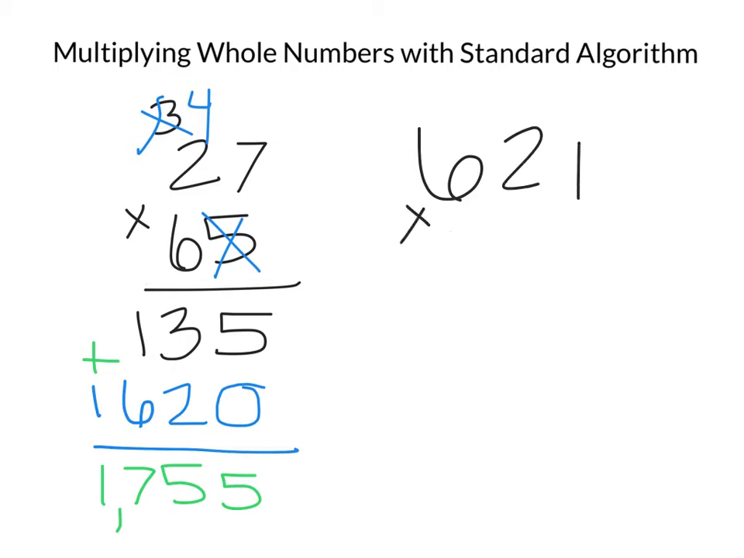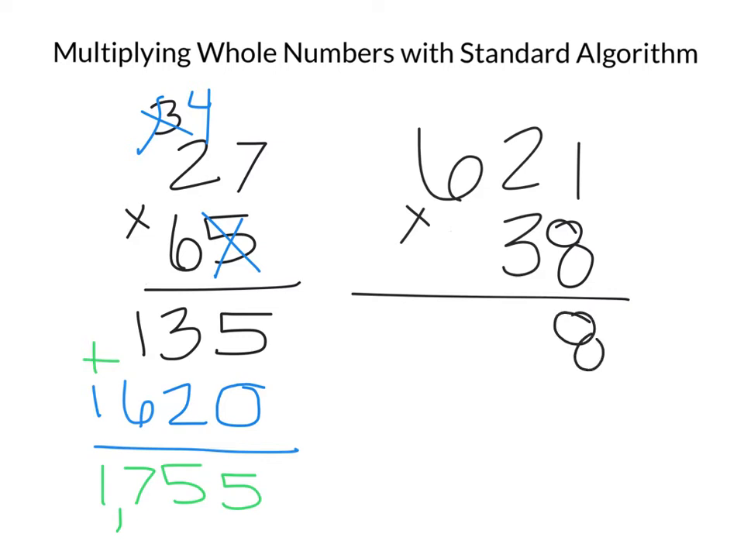Now, let's do a 3-digit number, 621 times a 2-digit number, 38. I'm going to do the same exact thing. First, I multiply 8 times 1, and I get 8. Then I multiply 8 times 2, and I get 16. So I drop the 6, carry the 1. Then I multiply 8 times 6, which is 48, add 1 to get 49. Now I am finished with my 8 and my 1, and I can move on to the next place.